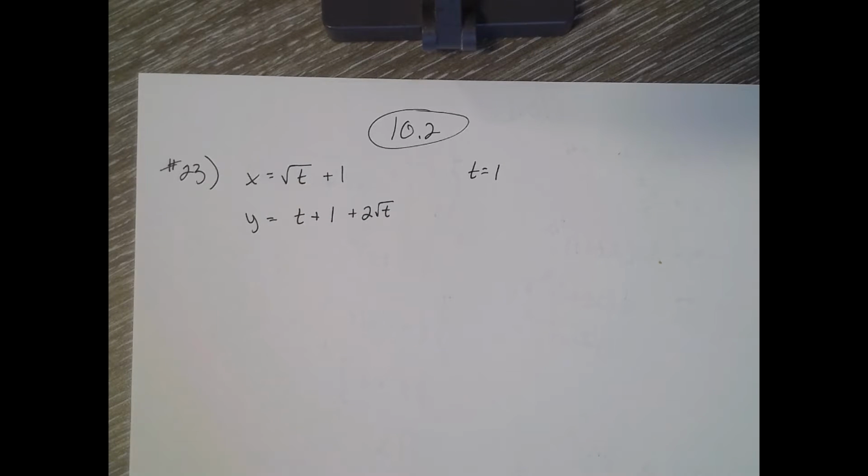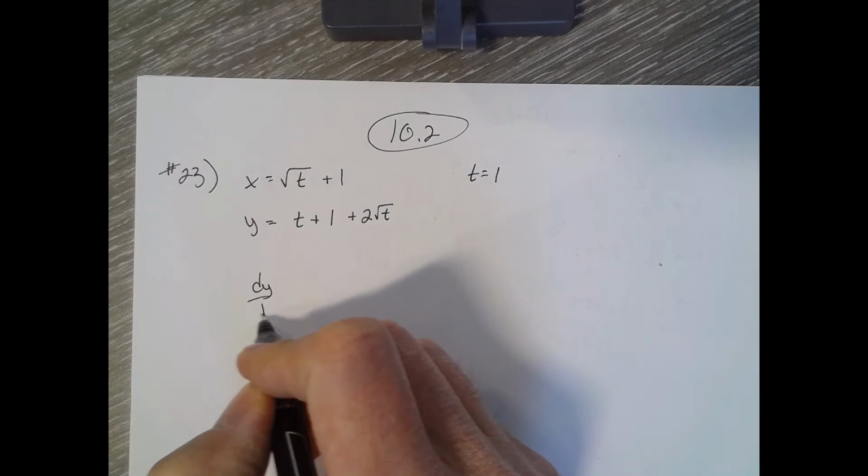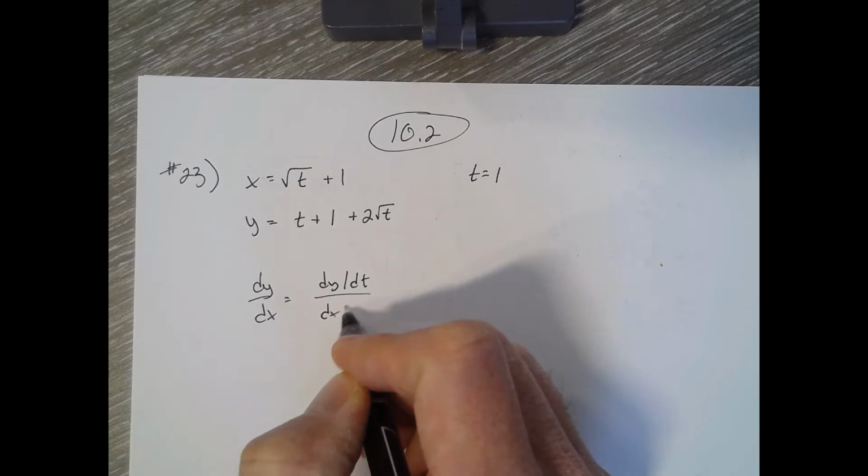Section 10.2, number 23. Find the unit vectors, 4 vectors in all, that are tangent and normal to the curve at the given point. Alright, so we need to figure out what the derivative is. In order to find the slope, dy/dx equals dy/dt over dx/dt.